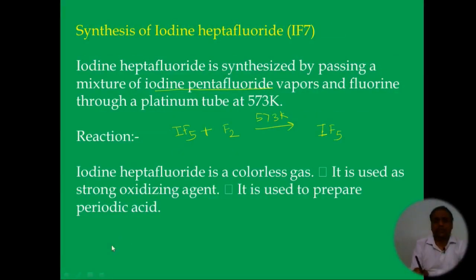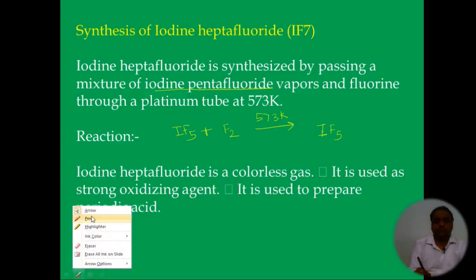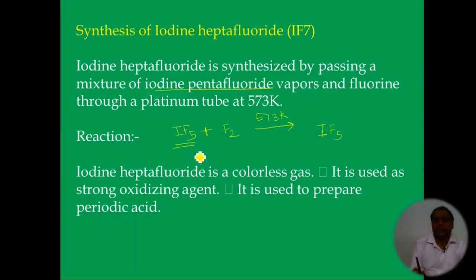So this iodine pentafluoride is made into vapors. We just have to heat it, and then it is mixed with molecular fluorine through a platinum tube. Platinum tube is used because it is inert, and this iodine heptafluoride is more reactive. Therefore, we have to use this platinum tube.